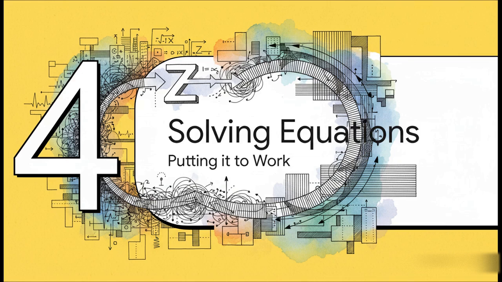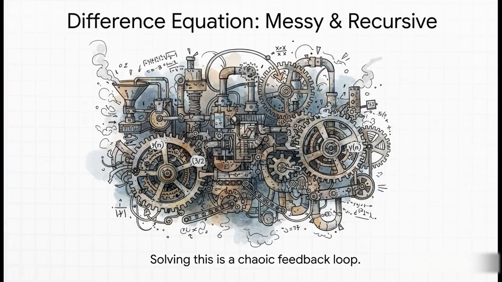And now for the grand finale. We're going to see how the Z-transform can take a problem that is an absolute nightmare to solve in the time domain and turn it into, well, a walk in the park. So, this is our beast. It's called a difference equation.